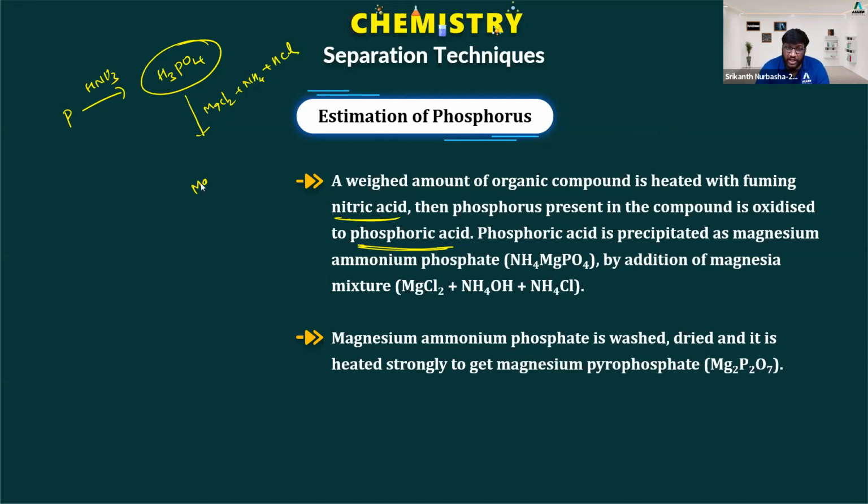What is the formula for magnesium ammonium phosphate? Mg will have how much charge? Mg will have +2. Ammonium, NH4, +1. MgNH4 will have +3 in total. Phosphate PO4 will have -3. So total charge is neutralized. MgNH4PO4 will be formed. This is magnesium ammonium phosphate, NH4MgPO4, and this will be converted to Mg2P2O7, which is magnesium pyrophosphate.